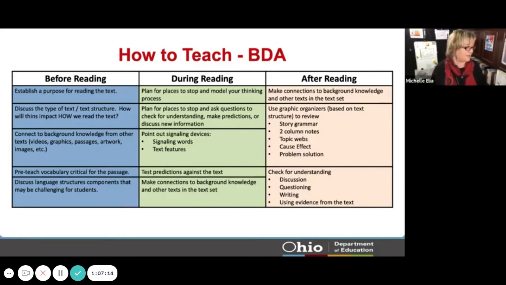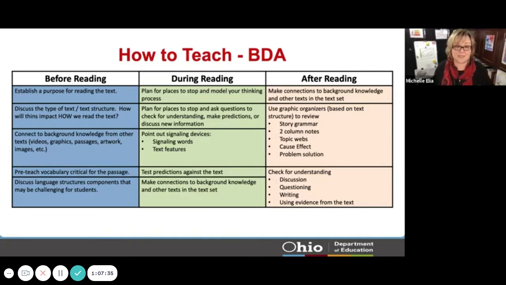Pre-teach the vocabulary. That's also a before reading strategy that's important. And then talk about the language structures. Syntax matters. Syntax is challenging for our students. Carolyn and I train teachers all over the country, and I found that syntax is challenging for teachers too. When I ask teachers the difference between a phrase and a clause, many of them can't tell me.